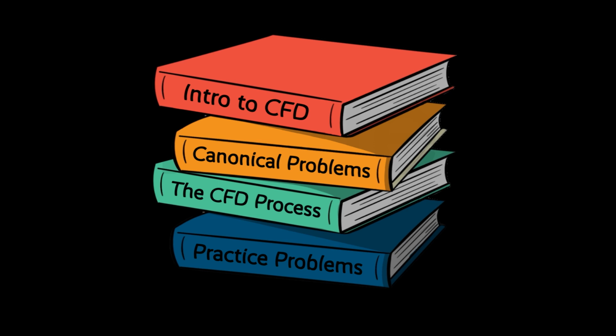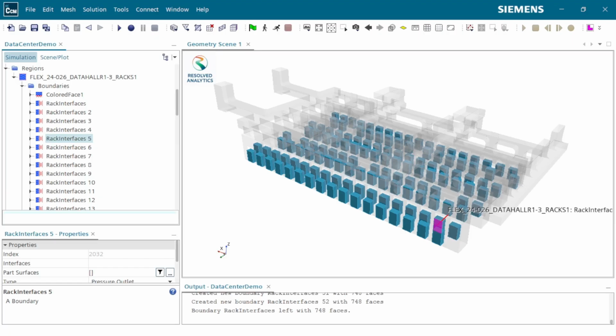In today's tips and tricks video, we will show how a CFD engineer working in STAR-CCM+ software can set up and work with parameters to automatically assign and modify boundary values for hundreds of boundaries with only a few clicks of the mouse. On the screen, we have a complicated CFD model with hundreds of boundaries associated with server racks in a data center.